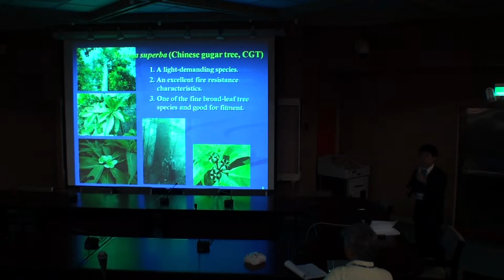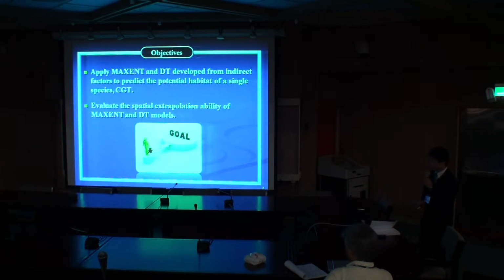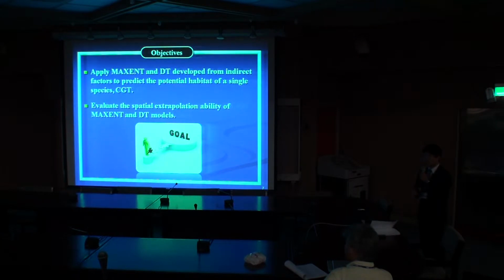So I picked a light-demanding tree species, the Chinese Gugertree. It's widespread in central Taiwan, has excellent fire-resistant characteristics, and is one of the 5 broadleaf tree species good for afforestation. So I picked that tree species for our study. The core of the idea is that we apply MaxEnt and DT2 models developed from indirect factors to predict the potential habitat of a single species, the Chinese Gugertree, CGT, and evaluate the spatial extrapolation ability of the 2 models.